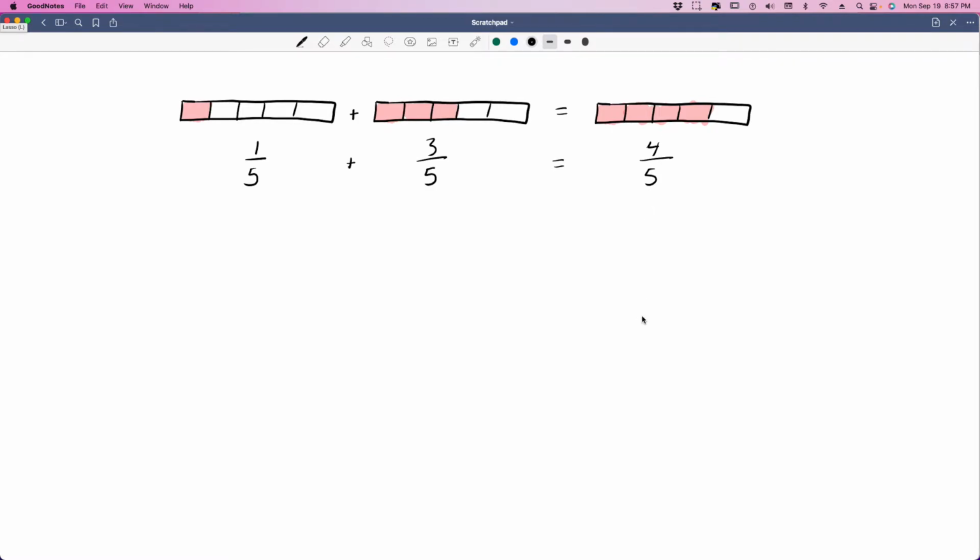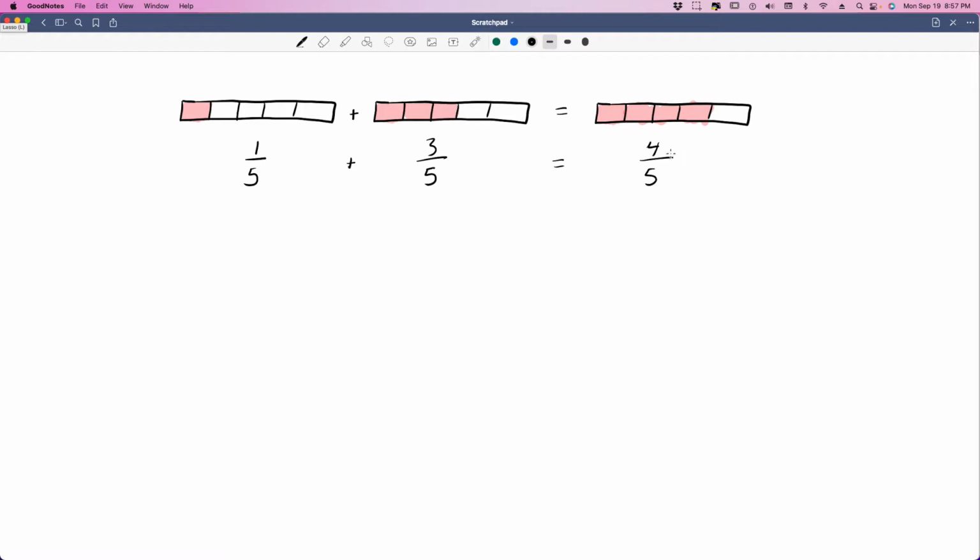That's pretty straightforward. We know that the denominator just stays the same all the way across, and we're just telling it how many parts of that whole we have. I have 1 out of those 5 slots, right? I have 3 out of those 5. So 1 out of 5 and 3 out of 5 gives me 4 out of 5.